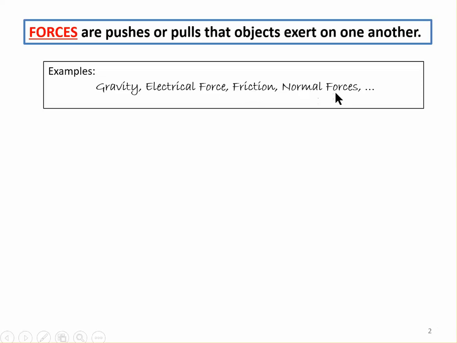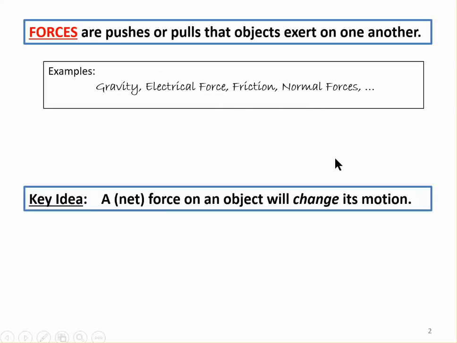By the way, the word normal force refers to the force that prevents, for example, one surface from physically passing through another surface. So for example, when you put your hand on a tabletop, your hand doesn't physically pass right through the tabletop. Why not? Because the tabletop exerts a normal force on your hand, preventing it from going through. So there are lots of different types of forces.